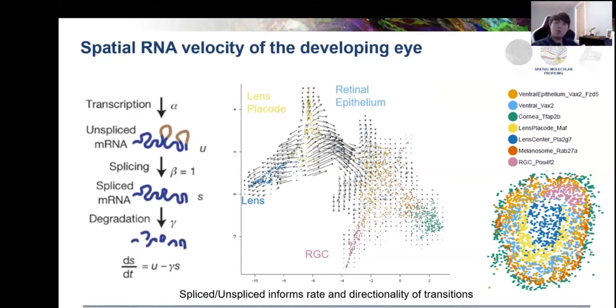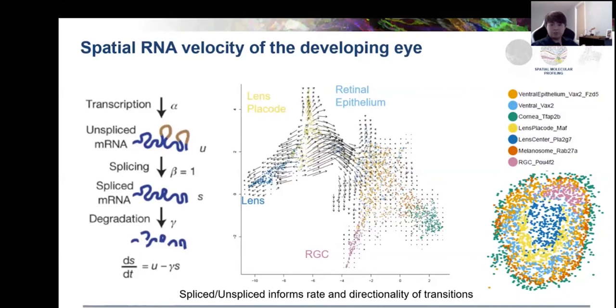And so when we apply this to the lens, we can generate these trajectory maps where the arrows represent the rate of gene expression change from one state to another state. And this is in UMAP space, which is just a dimensionality reduction space. You can see the lens placode has these strong flows to the lens, and the retinal epithelium has these strong flows to the more developed RGCs.